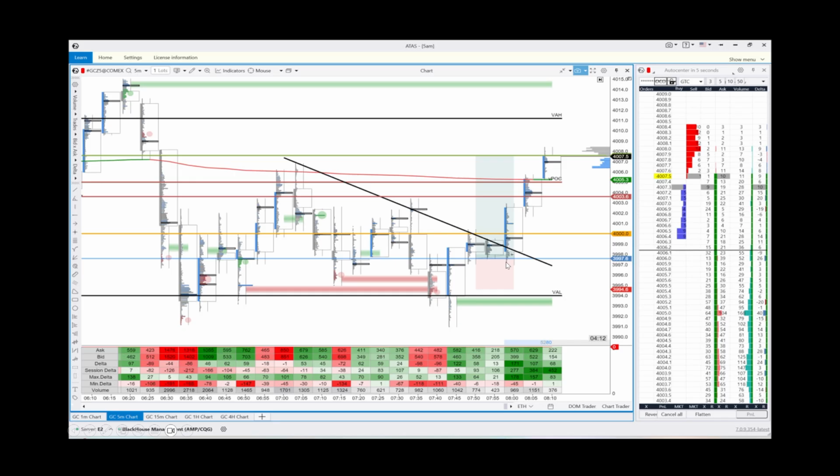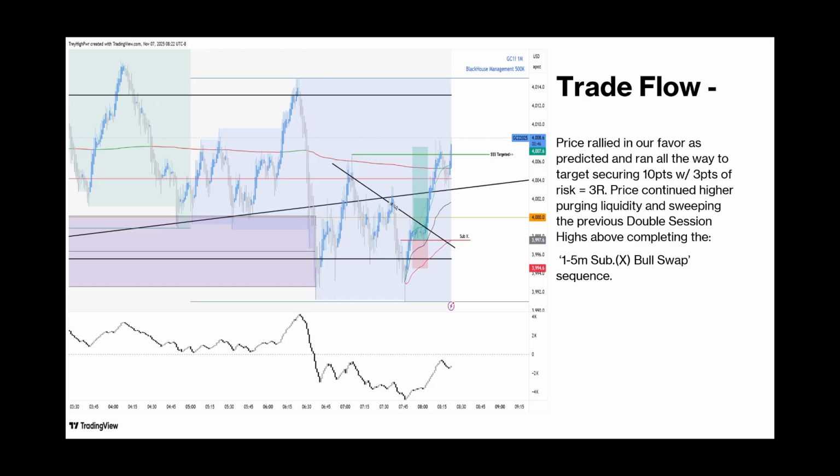Right here in the order flow, you can see it. So the trade flow, price rallied in our favor as predicted and ran all the way to target, securing 10 points with 3 points of risk, equaling 3R. Price continued higher, purging liquidity and sweeping the previous double session highs above, completing the 1 to 5 minute sub-X bull swap sequence.